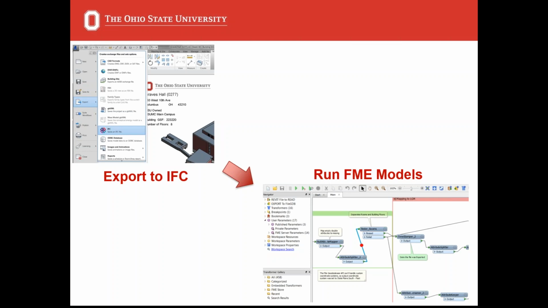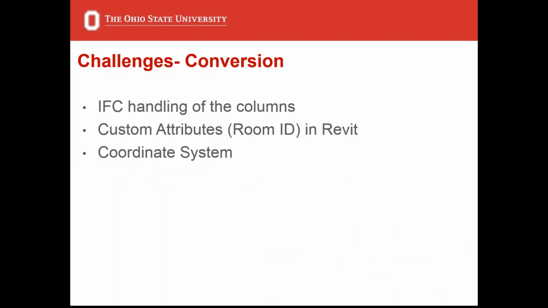FME has an IFC export, but we didn't really even need to use that. And then we run it through the FME models, ensuring that we tell it what coordinate system we're in, because Revit doesn't really track a coordinate system. So you just specify here if you're using your state plane coordinate system, and it pops out. Some of the challenges we had were how IFC handled the columns, some of the custom attributes that we had already created in Revit for our BIM models. That was in regards to how our SIMS database, which is our space information management system, likes to see it, and then the coordinate system, which I just briefly mentioned.